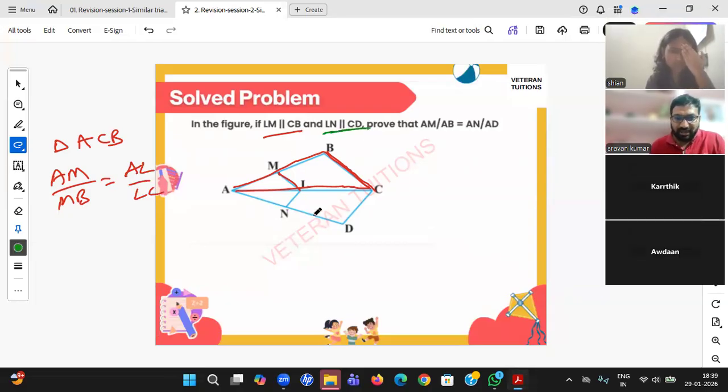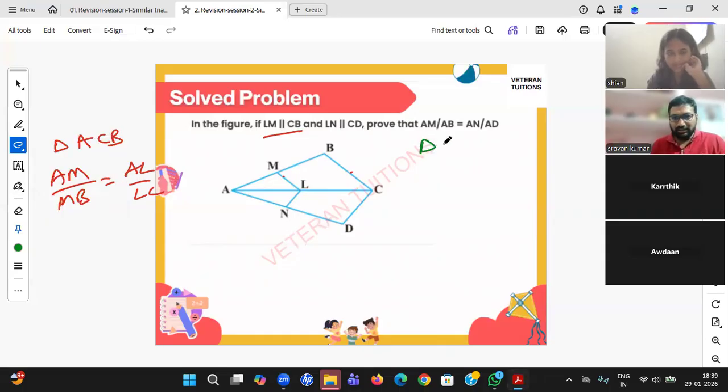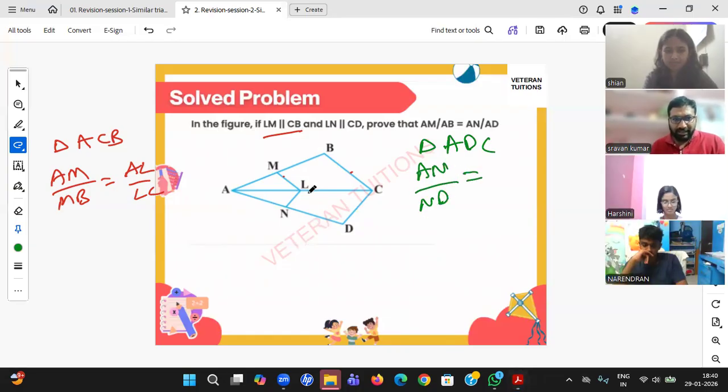Next, I'm able to see LN is parallel to CD. LN is here, CD is here. Which triangle did you take? ADC. Absolutely right, student. ADC is this. Okay, I'll erase the things. I don't want to make it much dirty. Triangle ADC: if I take ADC, these both are parallel. AN by ND equal to AL by LC. AL by LC. Yes, absolutely right.